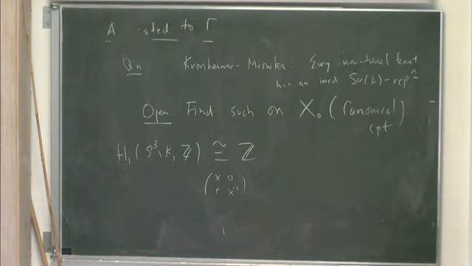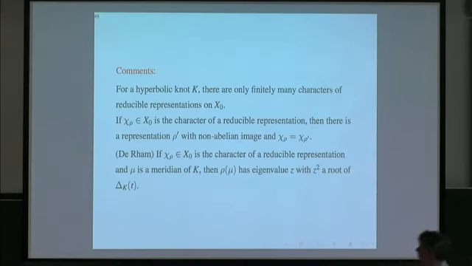Okay, so let me just make a couple of comments. For a hyperbolic knot, there are only finitely many characters of reducible representations on the canonical component. It's a standard fact. And if there is a character of a reducible representation, then you have to find the character of a reducible representation with non-abelian image on that component. And as I mentioned, the theorem of Dehn, so he basically saw the Alexander polynomial being cut out as a representation variety for the knot group into the affine group over the complex numbers. So there's a very close correspondence.